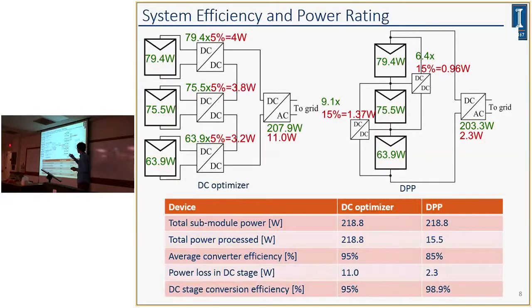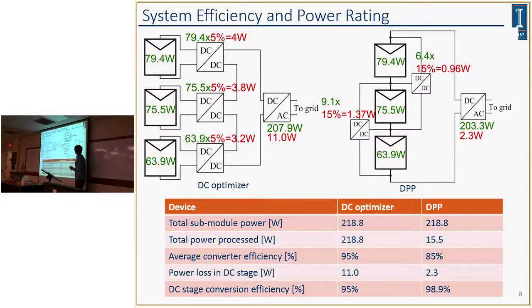And here is an example to illustrate that point. So assume we have a PV module with 3 submodules, and each is receiving different irradiance and is generating different power. So there is a mismatch. So if we use DC optimizer solution, and we assume a 95% efficient DC optimizer, as you can see here, because each DC to DC converter is processing the full power, even if you only have 5% loss, the overall power loss penalty is still significant.